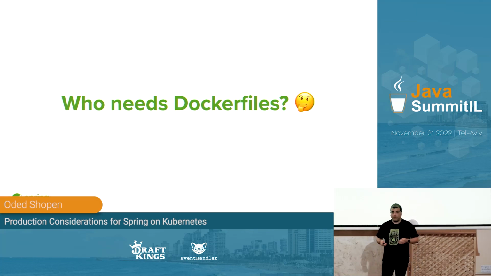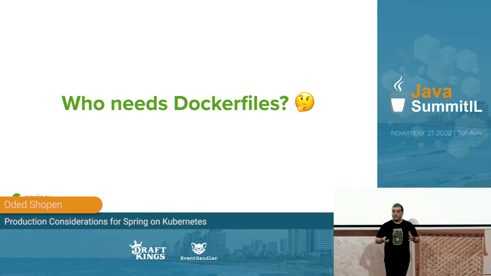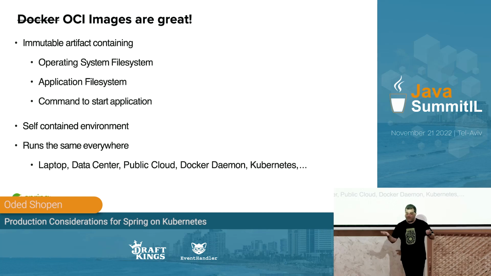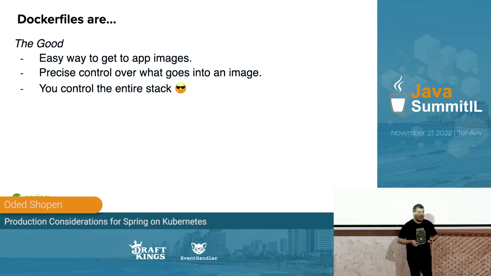Now it is 2022, and I hope you don't compile your own kernels today for Linux. And I would argue that you don't really have to write your own Docker files anymore when you develop your cloud-native applications, right? So Docker images are great, or OCI images as we call them. They are immutable, they run everywhere, they're self-contained, they can run on my laptop, in Kubernetes, in my data center, wherever it may be. But Dockerfiles are kind of a mixed bag, because it's easy to get started, obviously. You have precise control of what goes into the image, and you control the entire stack from the base image all the way up to the application code.